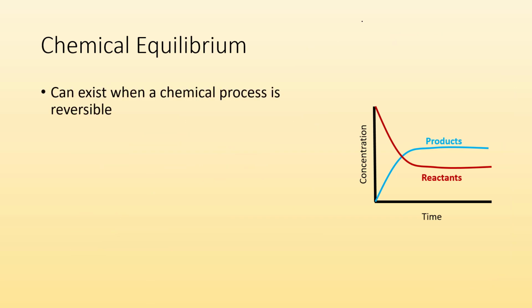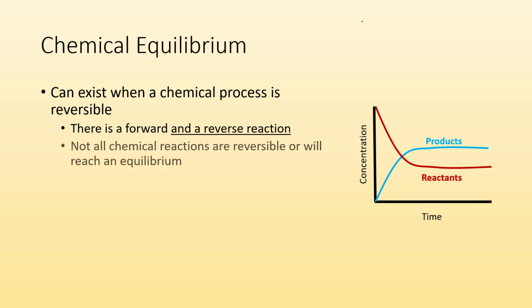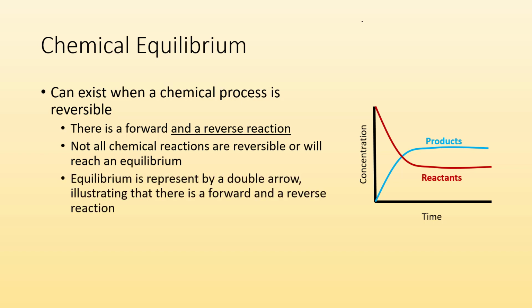So chemical equilibrium can exist when a chemical process is reversible. So there's a forward and a reverse reaction. Right? So not all chemical reactions are reversible or will reach an equilibrium. So this isn't true for all reactions. Some reactions can reach an equilibrium, but not all of them. So equilibrium is represented by a double arrow, illustrating that there's a forward and a reverse reaction. So if you see something like this, where you have a double arrow, or maybe sometimes it's like a single line with half an arrowhead that way and half an arrowhead that way, that's showing that it's at equilibrium. Or sometimes it's like this. It's saying that there's a forward and a reverse process, and they're at equal rates.